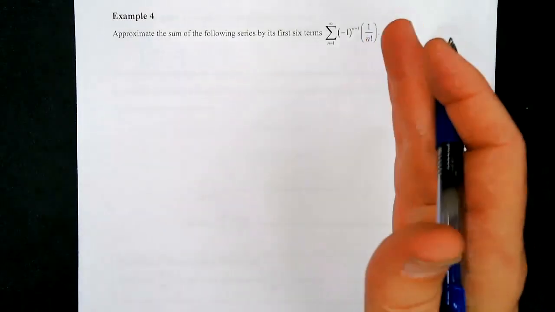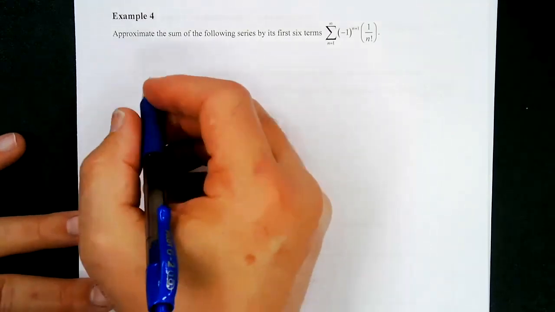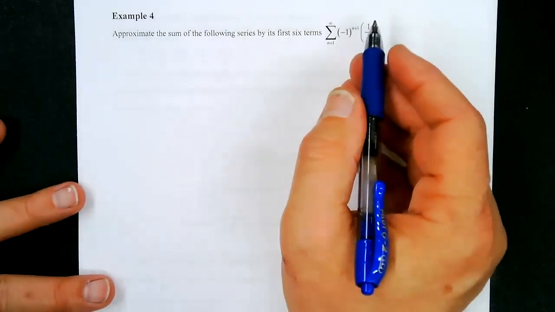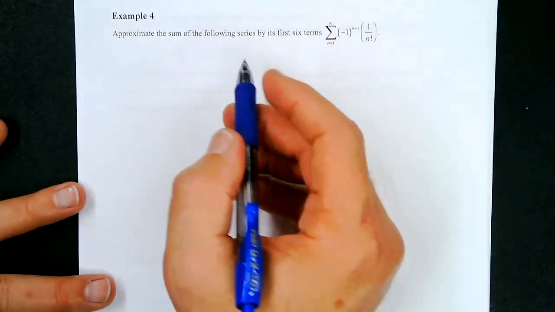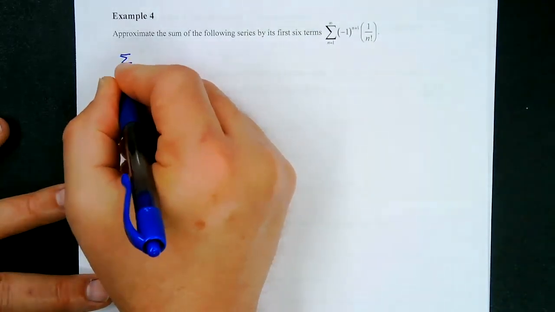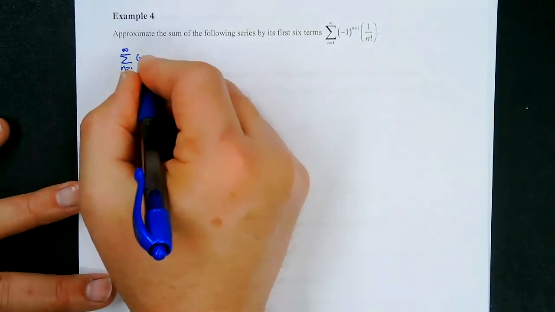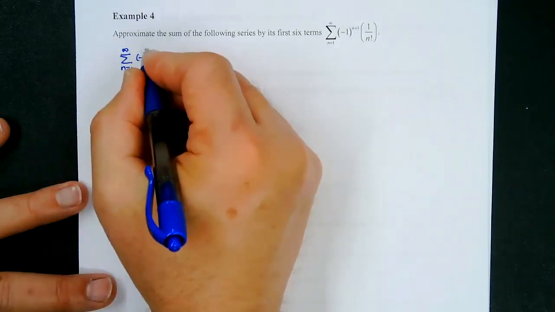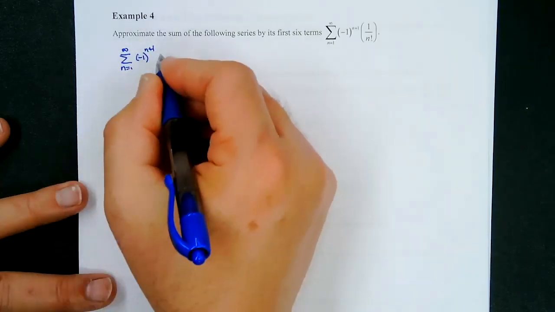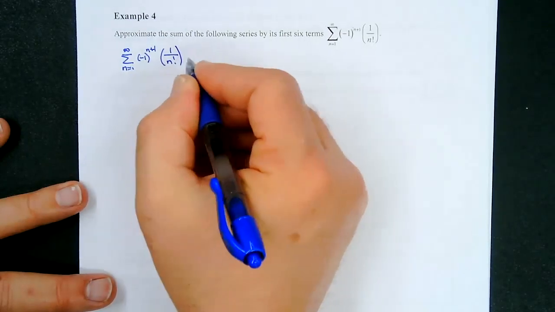Now, for this series to even have a sum, it has to converge, right? That's what it means to converge, is it will have an actual sum, okay? All right, so let's take a look at the first 6 terms on this, since we're finding the sum of the first 6 terms, right? So sigma n equals 1 to infinity of -1 raised to the n plus 1 power times 1 over n factorial.